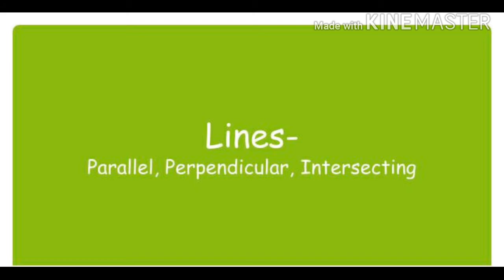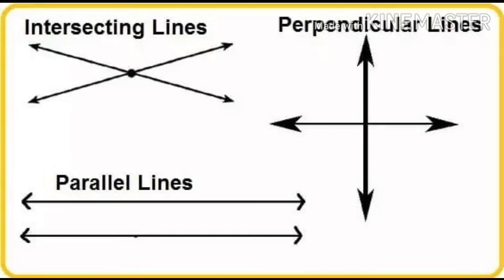Now the slide coming up is showing you the figure of intersecting lines. You can see that they intersect, meaning a common point is there. Two lines are diverging there. In perpendicular lines, the point of intersection is exactly at 90 degrees, and parallel lines are those lines that never meet, and the distance between the two always remains the same at every place.